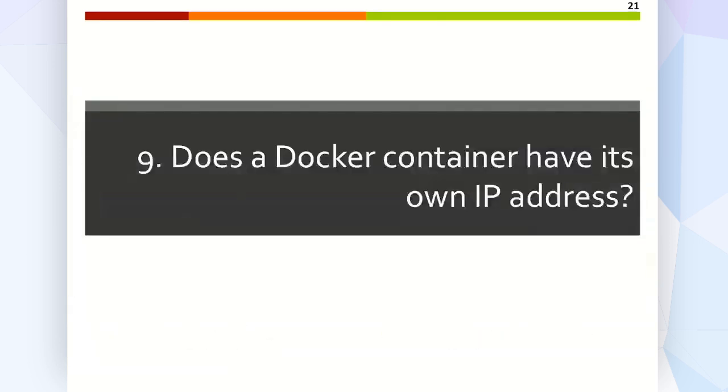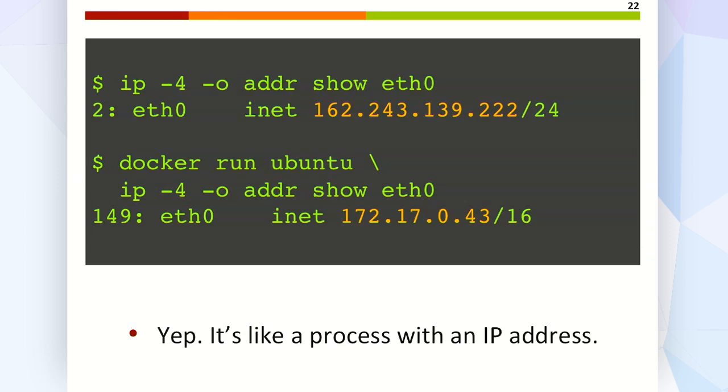So does a Dockerfile have its own IP address? This is a little confusing when you're starting to use Docker because, well, is it a process? Is it a VM? Yeah, it's a little of both. So it does have an IP address. That's really easy to prove just by looking at its IP address from inside itself compared to the IP address from outside in the host.